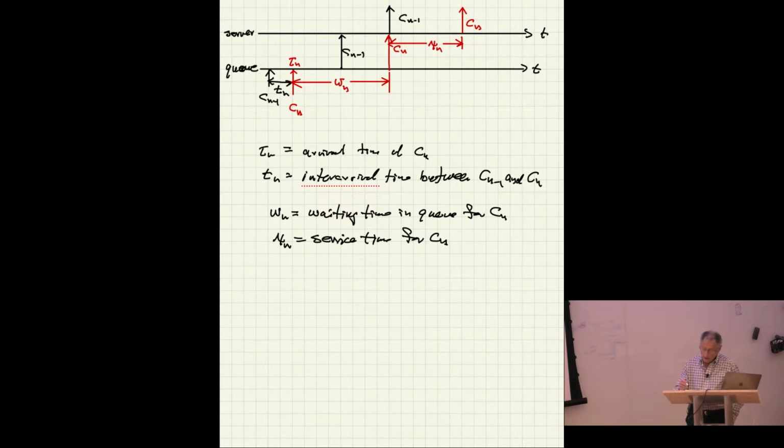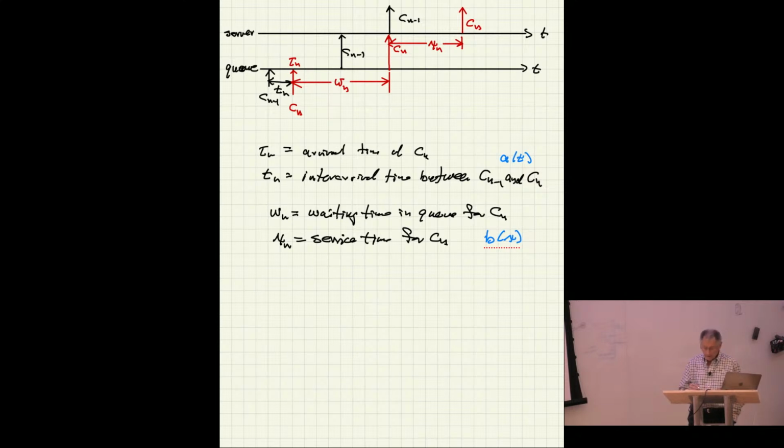And by the way, while I'm at it, I'm going to write this in blue. If Tn is the inter-arrival time between Cn minus 1 and Cn, how is it distributed? Density A of t, inter-arrival time density. And for service time, how is that interval distributed? B of x, service time density. And all of these things are independent of n, because we assume the inter-arrival time between adjacent customers has the same distribution. Same for service time.